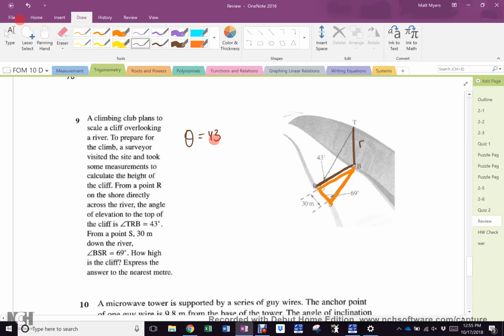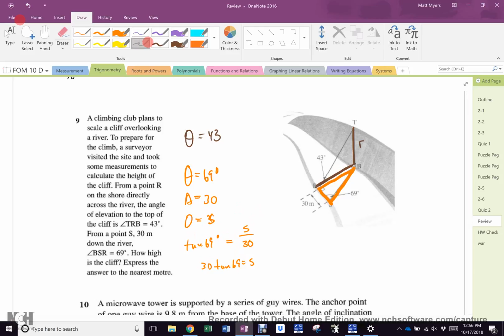But I don't have anything else until I do work in the orange triangle. The orange triangle, theta is 69 degrees, adjacent is 30, and I need the opposite. Do I need the hypotenuse at all? No. If you don't need it, why would you use it? So that's little s, I believe. Tan of 69 degrees equals little s over 30. That's 30 tan 69 equals little s.